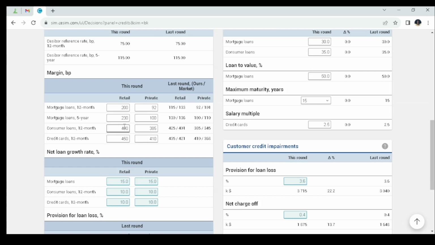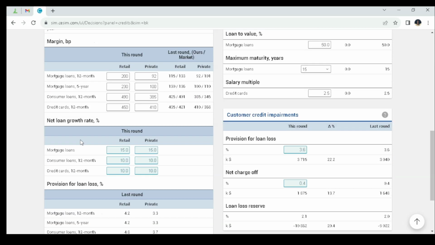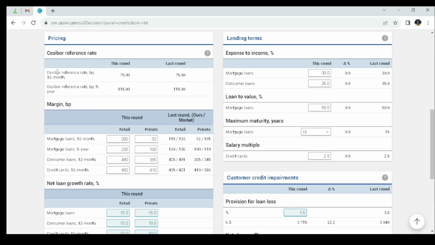We also have the consumer loans and maybe the credit cards for 12 months each. And the reference rate for 12 months, you can see, is 75 basis points. The reference rate for 5 year is 115 basis points.